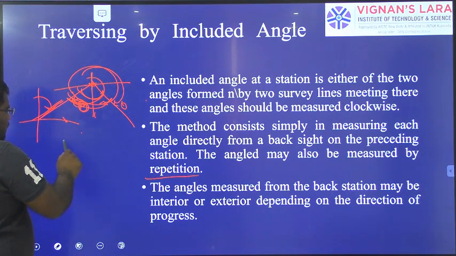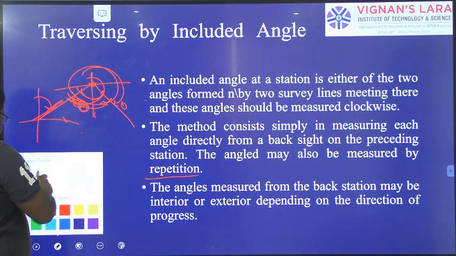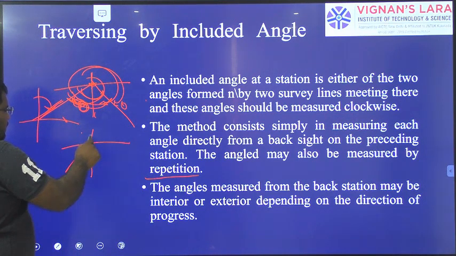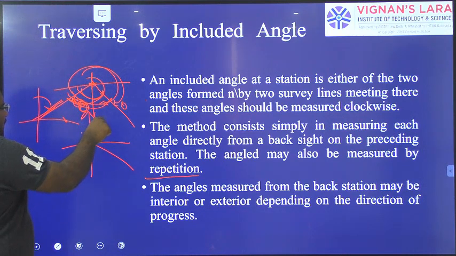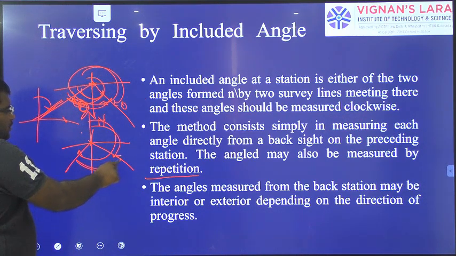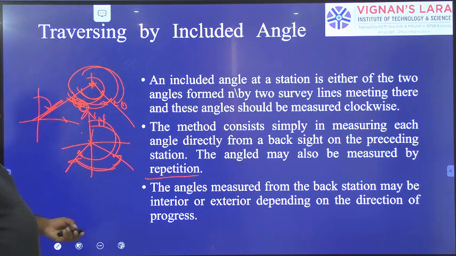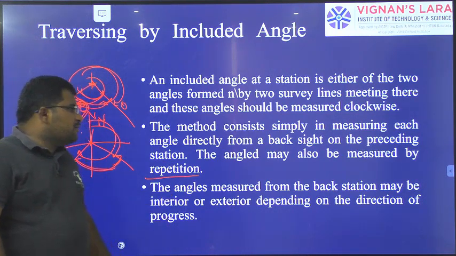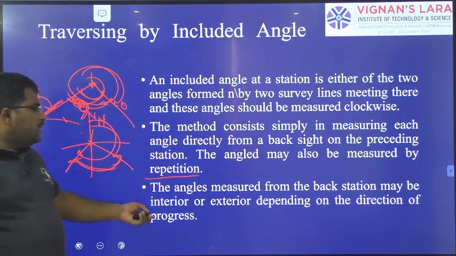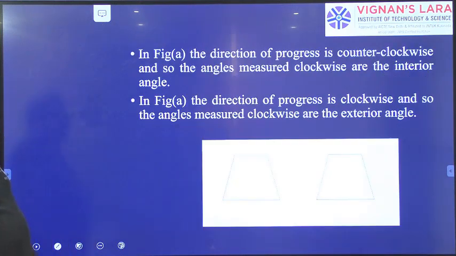Okay, so whatever angle is there, this is the front direction, this is the back bearing, and this is the forward bearing. So we can calculate the included angle, right? The angles measured from a back station may be interior or exterior depending upon the direction of progress, right? So here we have two figures.